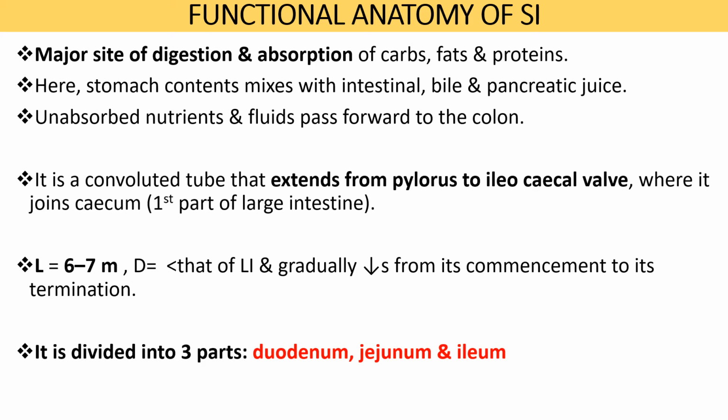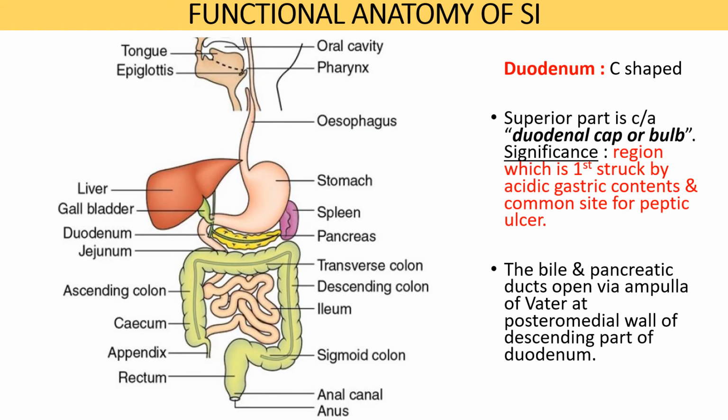Small intestine is a 6 to 7 meter long convoluted tube extending from the pylorus to the ileocecal valve, where it joins the cecum, that is the first part of the large intestine. Small intestine can be divided into three parts, namely duodenum, jejunum and ileum. Here, this diagram will help you to understand better the functional anatomy of small intestine.